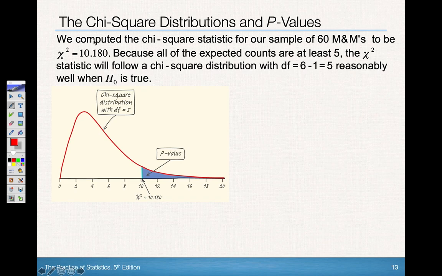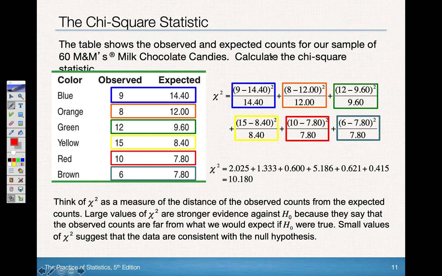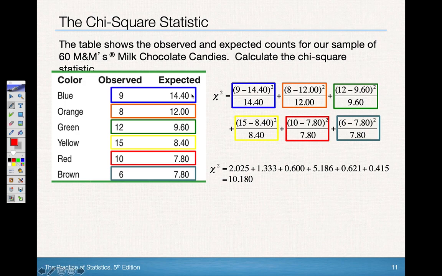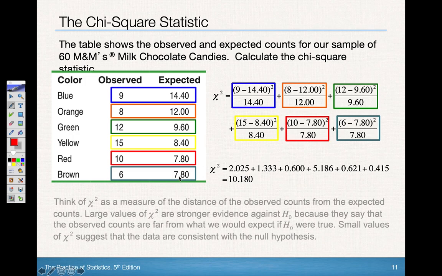So we computed a chi-square for our 60 M&Ms to be 10.18. All of the expected counts, I'll go back, expected counts, meaning all of these, what you'd expect to be in the M&M's bag, needed to be at least 5 to conduct this inference. The smallest we had was a 7. We are good.